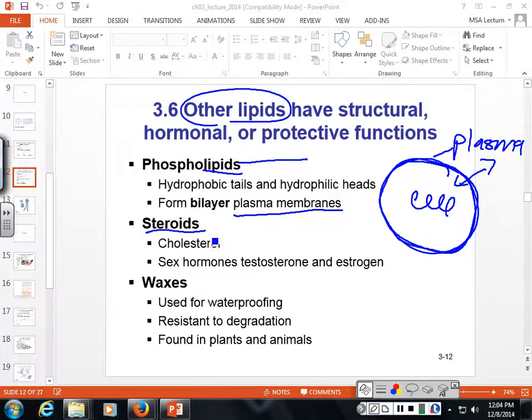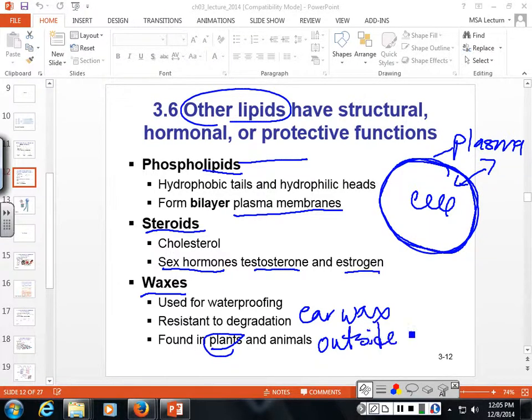We also have something called steroids. This is where we get our sex hormones from, testosterone and estrogen. They are steroids, they are fats. And then some waxes found in plants and animals, used as waterproofing. You can think of maybe earwax. On plants, like the outside of grapes or leaves. They help keep the inside moist and juicy, if you want to think of a grape, and then the outer coating that you have to bite through to get to the inside.